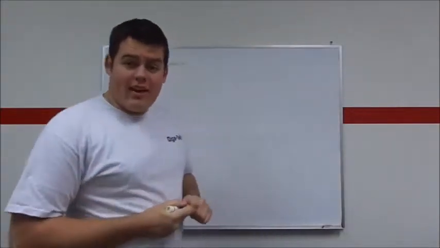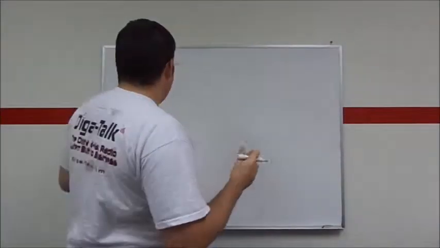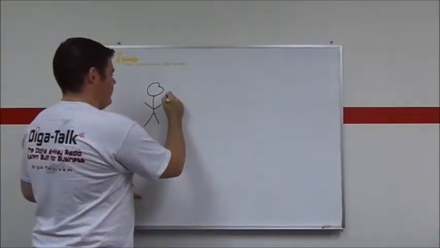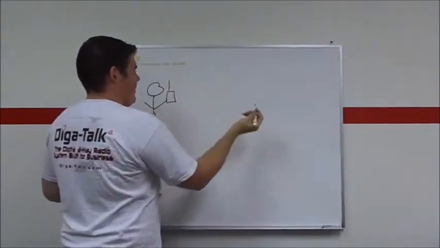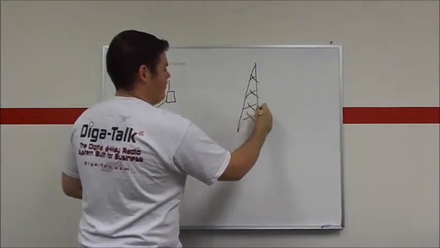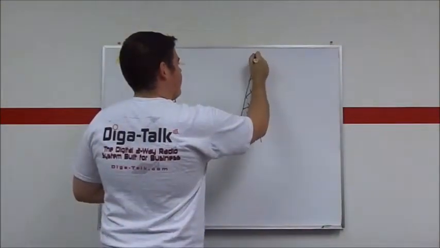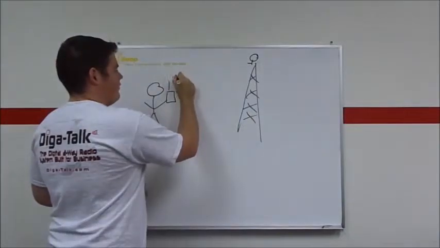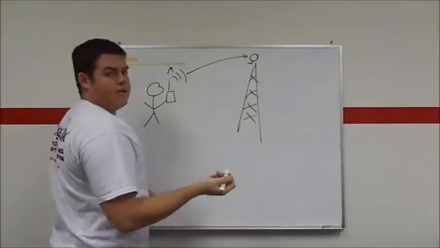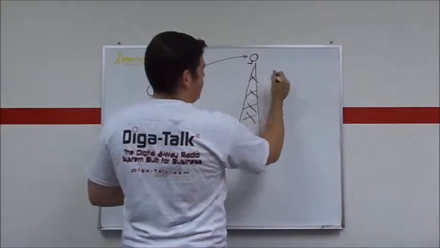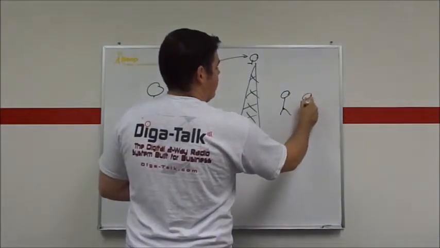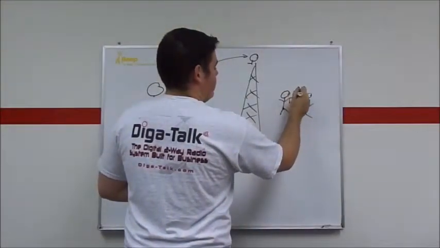Radios have different transmit and receive frequencies, as I said. Okay, so imagine that this is you right here. You got your radio. And this over here is one of our Diga-Talk repeaters, okay, so your radio is transmitting out on frequency A. Frequency A hits the repeater, and then frequency B will be translated out to all the other users on your network.